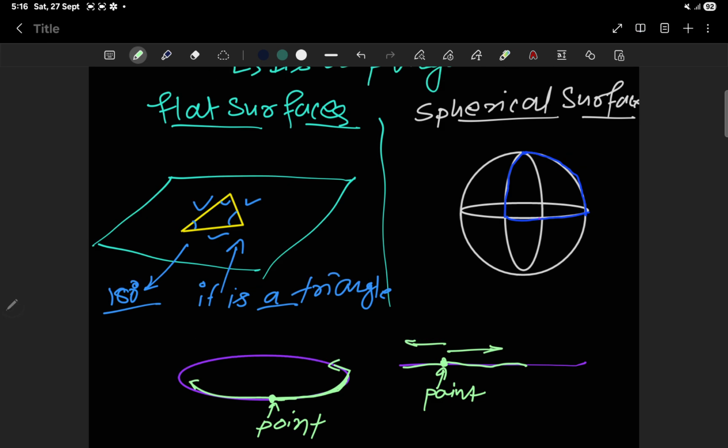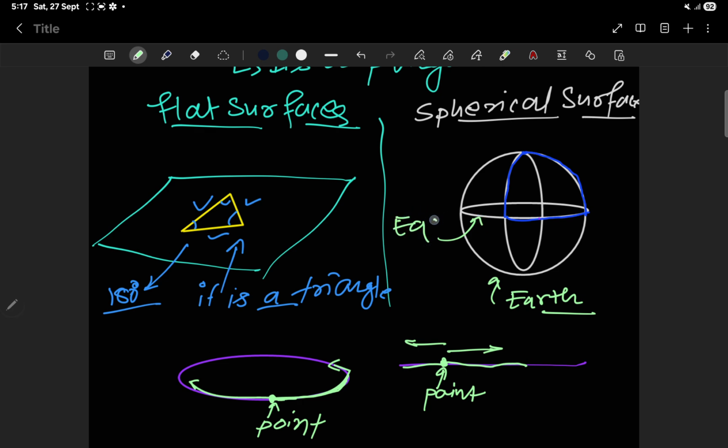Okay, so I just want to clarify a few things first. I just want you to imagine this figure as Earth. So as we know, this one is our equator.